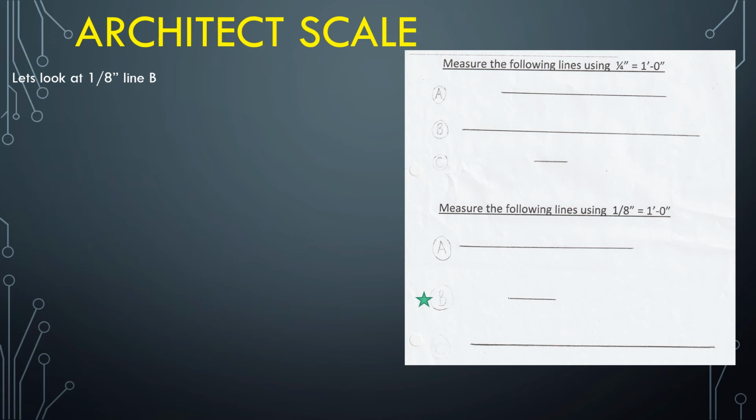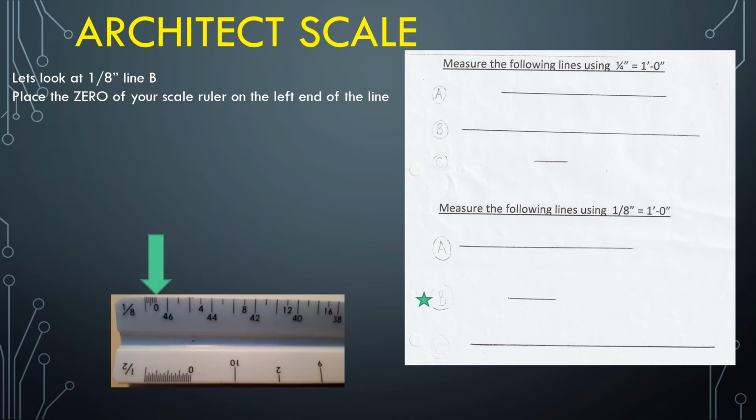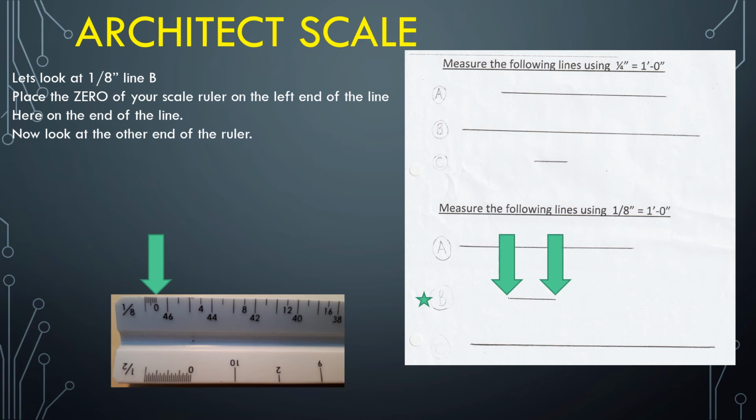So let's look at 1/8 scale line B. Place the 0 of your scale ruler on the left end of the line, right? So it goes right there. Now you look at the other end of the ruler on the right side where the line ends. So what numbers do you see at the end of the line on the right? I land between 9 and 10.